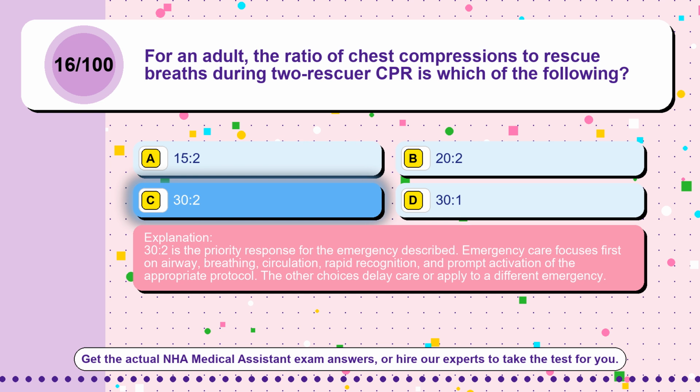30:2 is the priority response for the emergency described. Emergency care focuses first on airway, breathing, circulation, rapid recognition, and prompt activation of the appropriate protocol. The other choices delay care or apply to a different emergency.